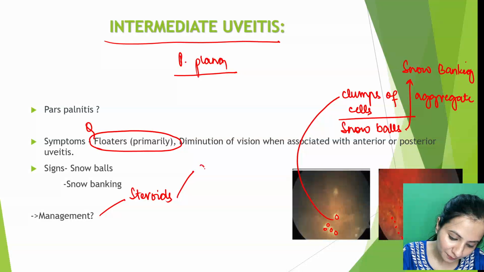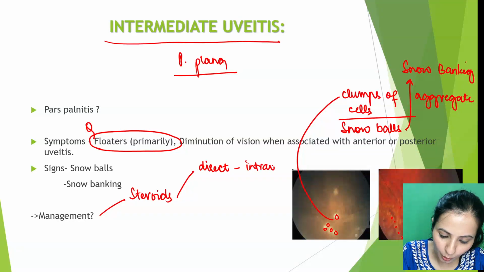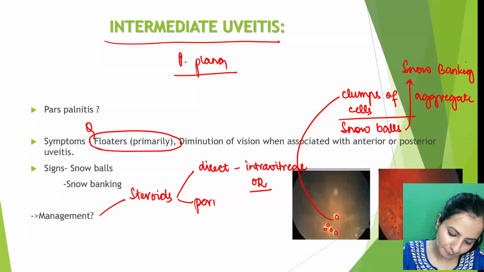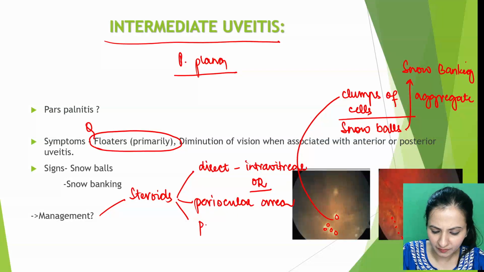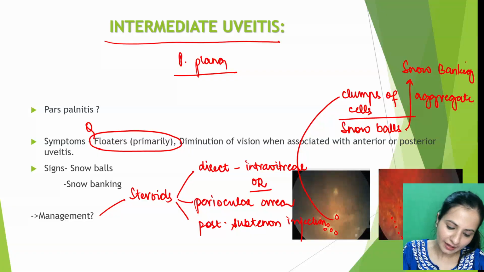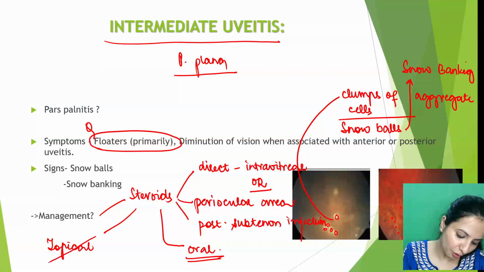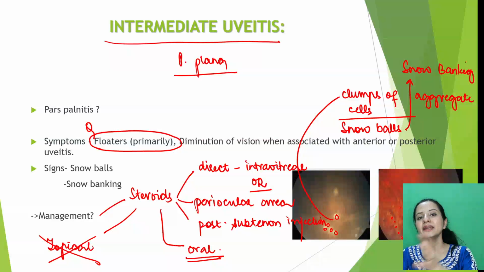You can give direct steroids in the vitreous, which is called intravitreal, or you can give steroids in the periocular area, or in the posterior subtenon injection. And yes, oral steroids also have a role. However, topical steroids are not preferred because they can't penetrate in so much amount into the vitreous.